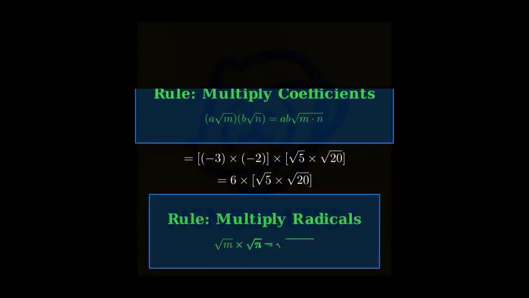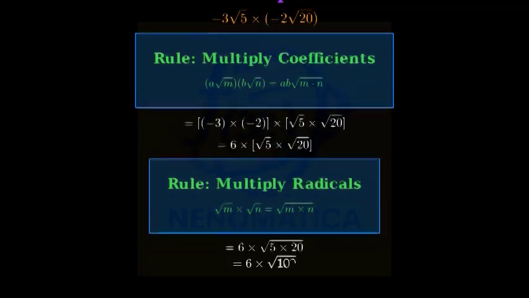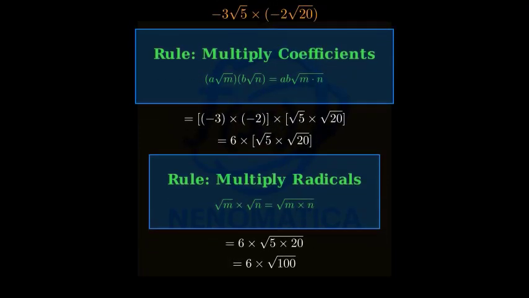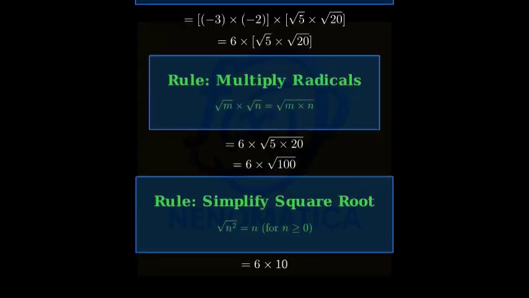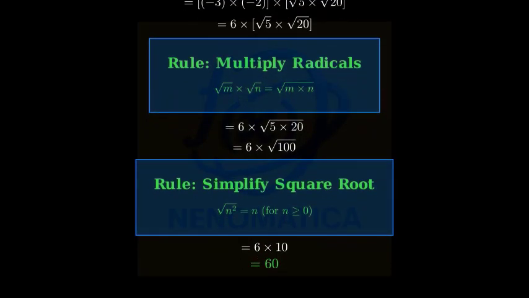Next, we need to multiply the radicals. To multiply square roots, we multiply what's inside the radical signs. So square root of 5 times square root of 20 equals square root of 5 times 20, which is square root of 100. Now we can simplify the square root. Square root of 100 equals 10, because 10 squared is 100. Finally, we multiply 6 times 10 to get our final answer, 60.